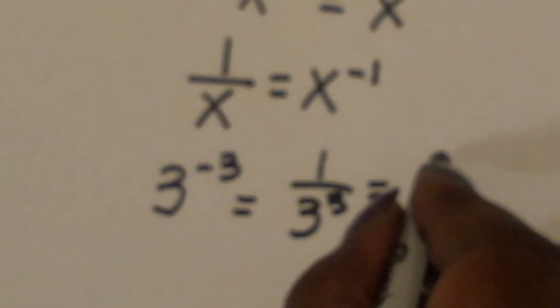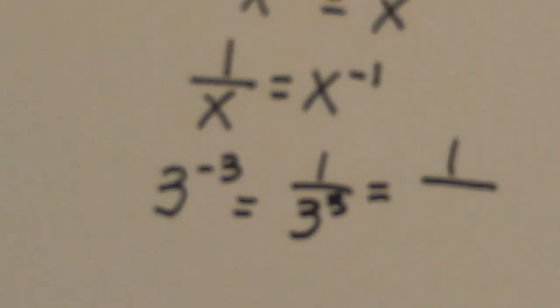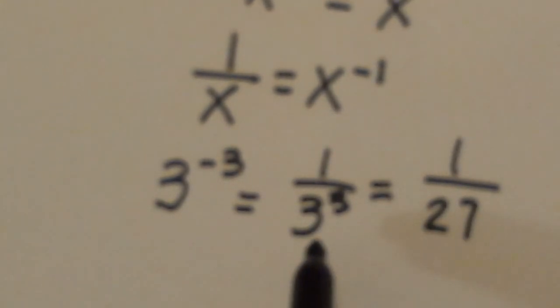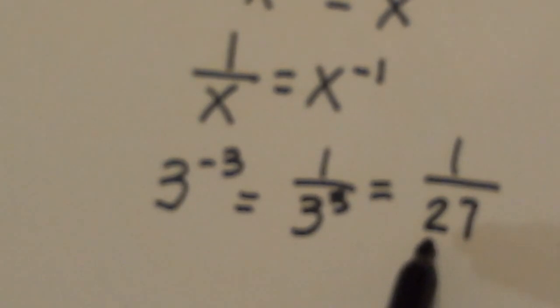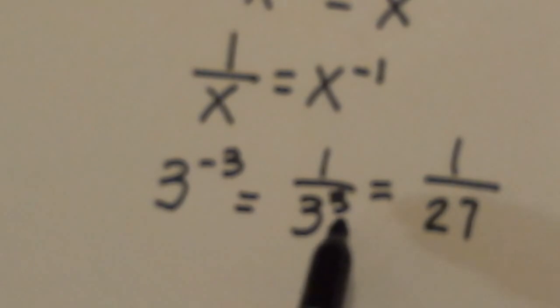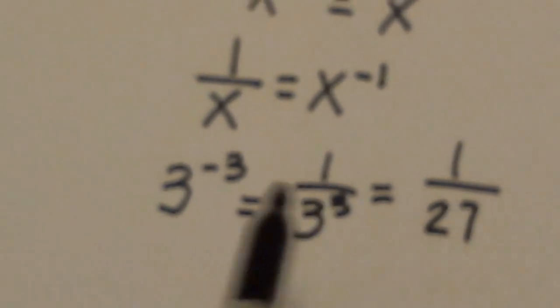Now, because it is a number, we still need to write it in standard form. Okay? So 3 to the 3rd power is 27. So after you write it as a fraction, then you go ahead and raise the number to the power. And remember, when you write it as a fraction, our power becomes positive.